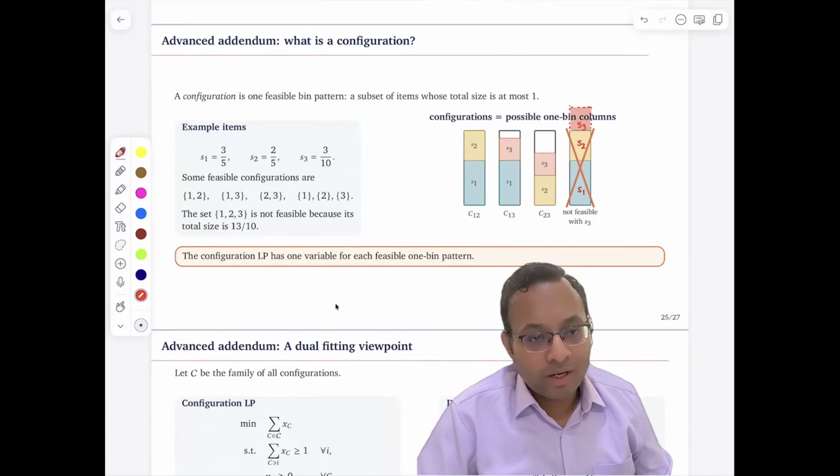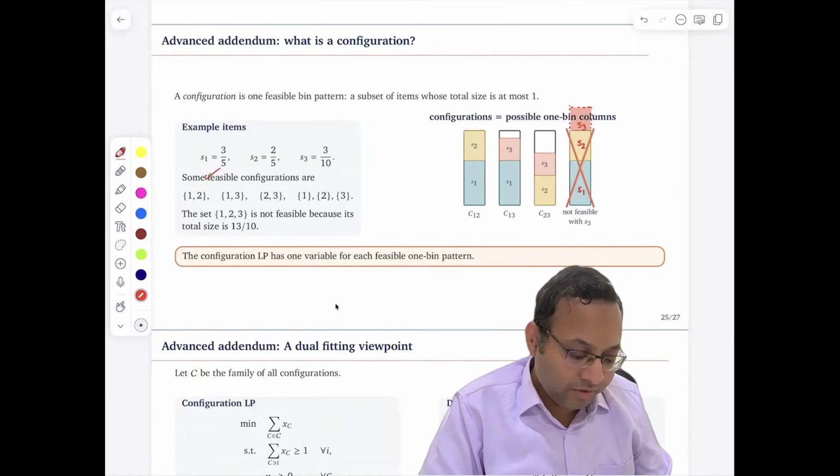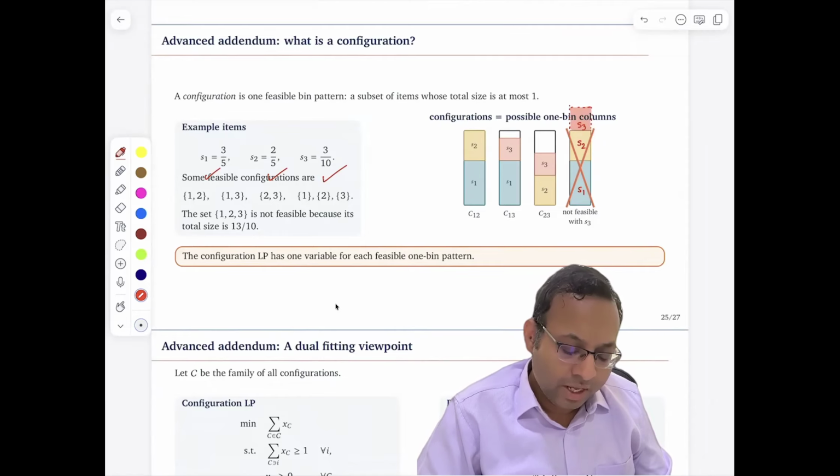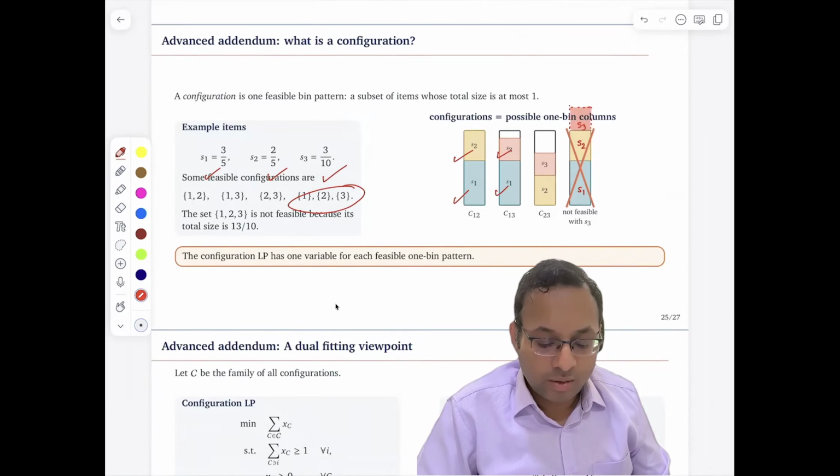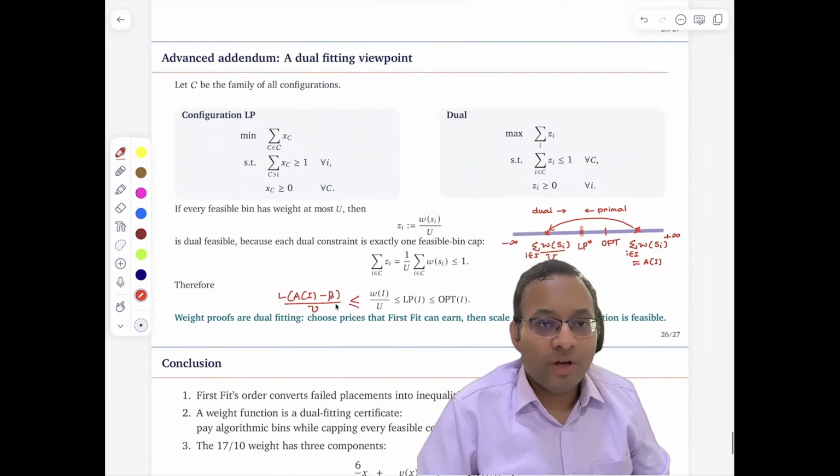A configuration is a feasible bin pattern, a subset of items whose total size is at most 1. So think of these 3 items, 3/5, 2/5, and 3/10. Then if I pack them, packing item 1 and item 2, or item 1 and item 3, is a feasible configuration. But if I take 1, 2, 3, the total sum is crossing 1, so it's not a feasible configuration. Now I can define a variable for each of these configurations. And then that will lead to this LP called configuration LP.